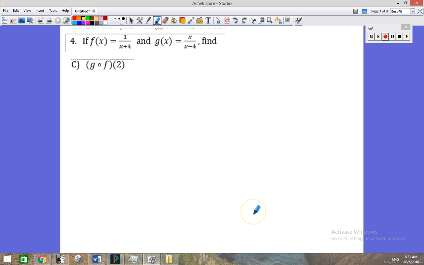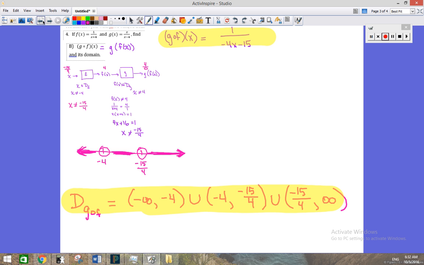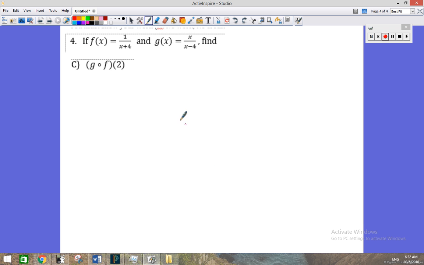Now in C, it's super easy. We're just going to plug in 2. We don't have to calculate any kind of expression. We don't have to find any domain. We've already found the domain for g composed with f. G composed with f is here, and 2 is not one of the numbers we threw out. 2 is in my domain, so I should be fine getting a y value.